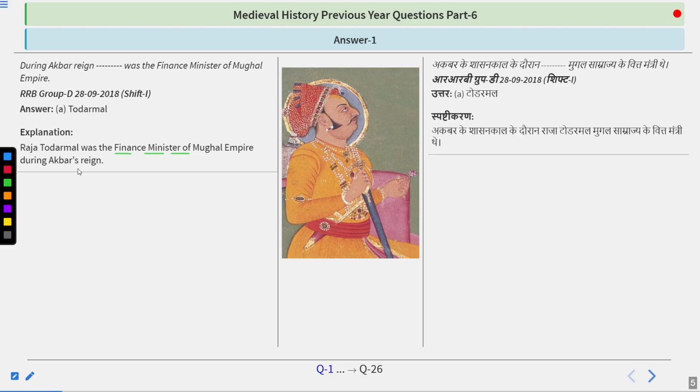Raja Todermal was the finance minister of the Mughal Empire during Akbar's reign, and he was particularly the person whose valuation was very important in the scheme that was introduced by Akbar. That was the Japti system, a system to track and calculate the crop yield in the Mughal Empire on the basis of 10 years of data, from 1570 to 1580. He was one of the most remarkable ministers among the Navratans of Akbar. He was earlier the finance minister of Sher Shah Suri also. So remember his name, Raja Todarmal.